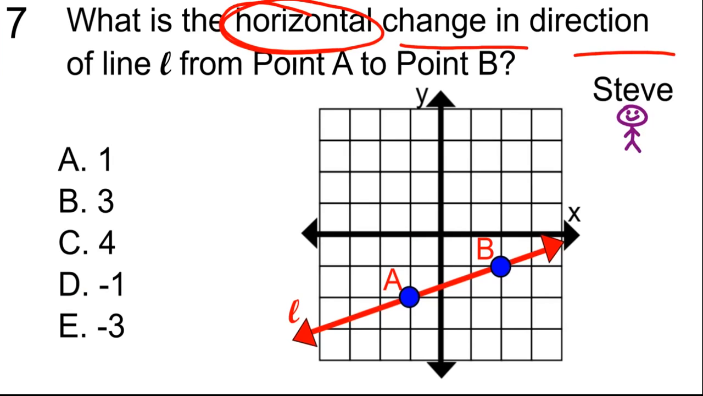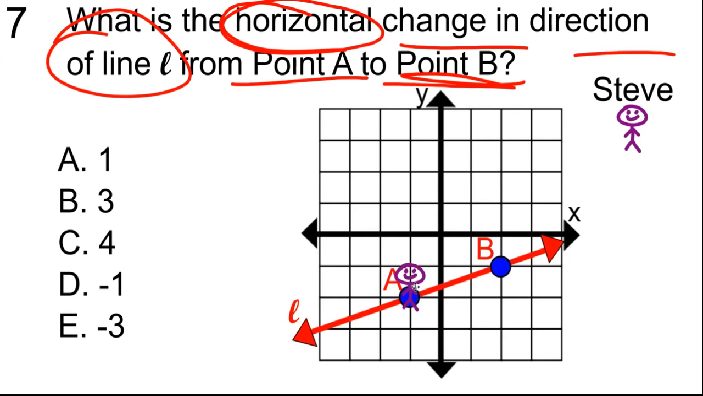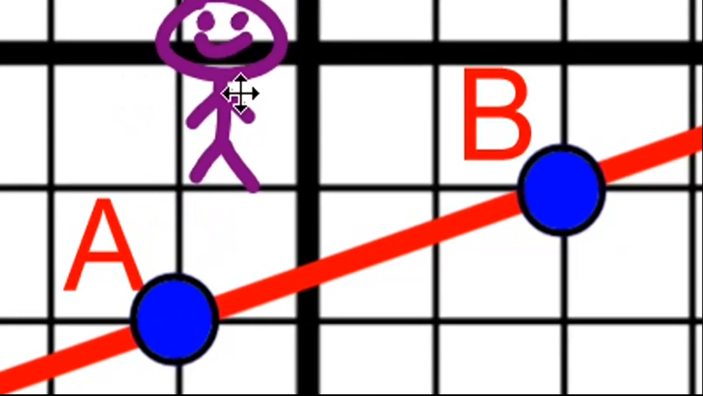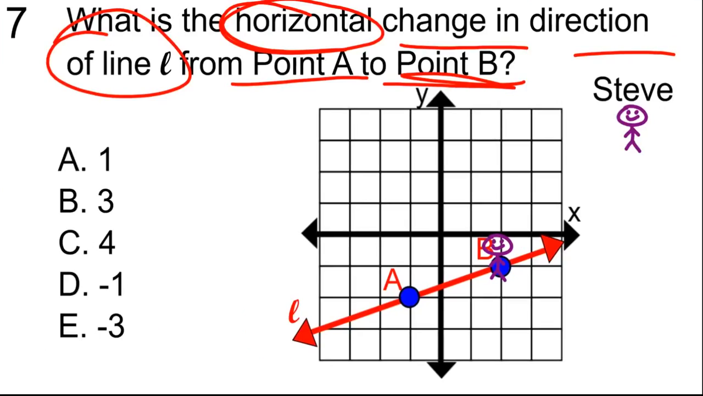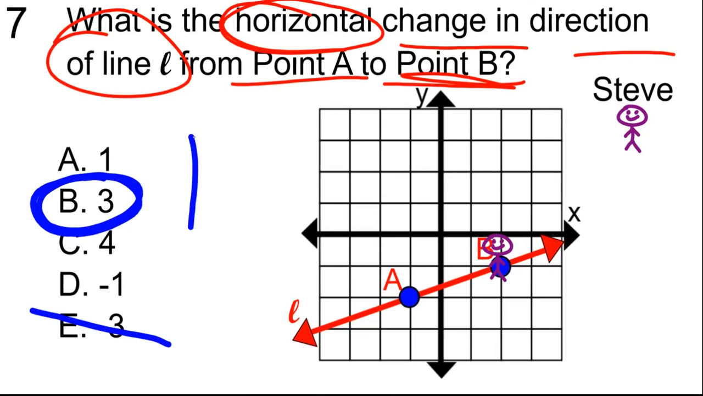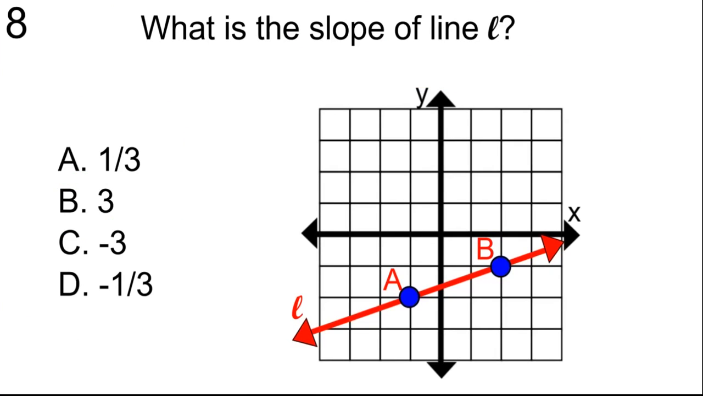Number 7 is the same line, but this time it is asking what is the horizontal change in direction of line L from point A to point B. Once Steve has walked up one space to get the vertical change in direction, he would then walk 1, 2, 3 spaces to the right to get the horizontal change in direction. And since he went to the right, we are going to say that that is +3, not -3. Number 7 is B.